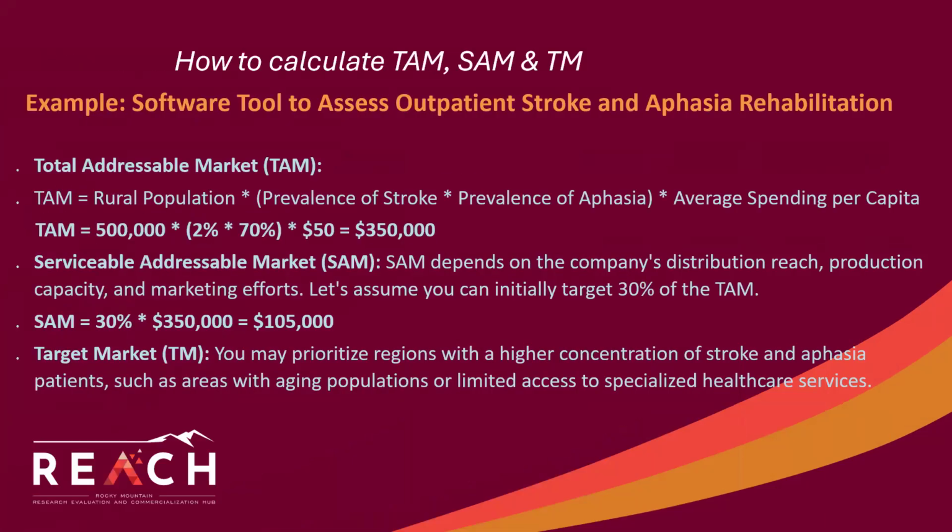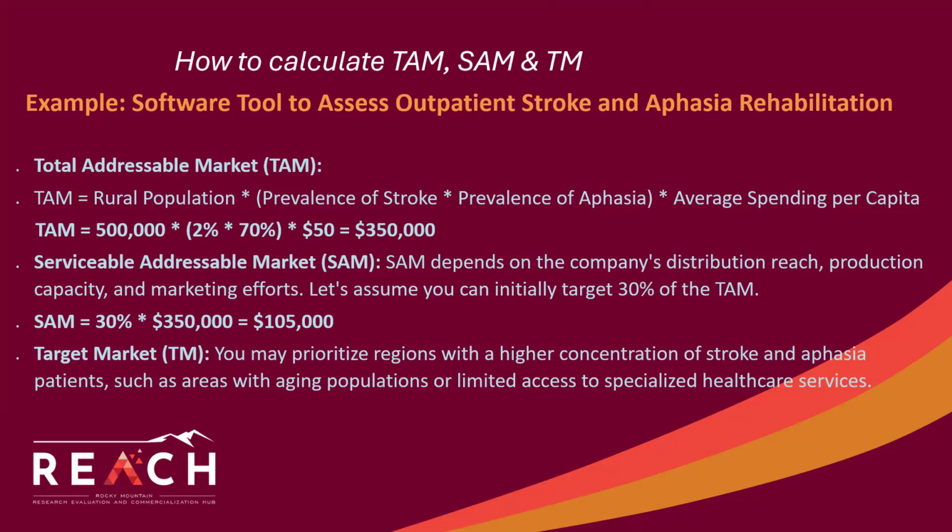Here's another example, using a software tool to assess outpatient stroke and aphasia rehabilitation. The TAM formula would be rural population times prevalence of stroke times prevalence of aphasia times average spending per capita to address this problem. 500,000 is the rural population affected in your region, times 2%, which is the prevalence of stroke, times 70%, which is the prevalence of aphasia, times $50, which comes out to about 350,000.